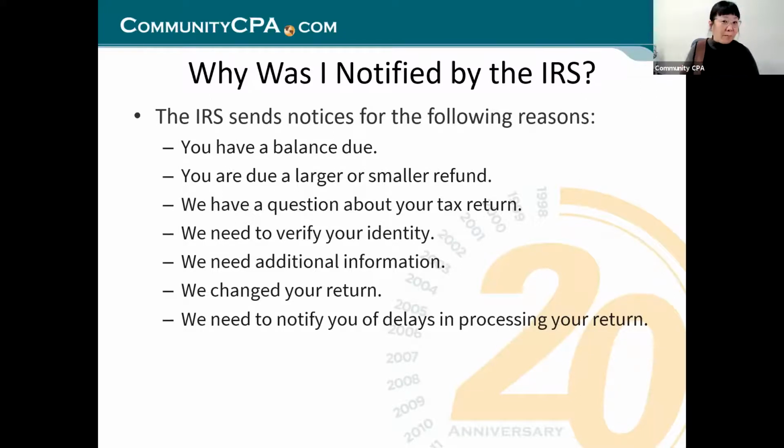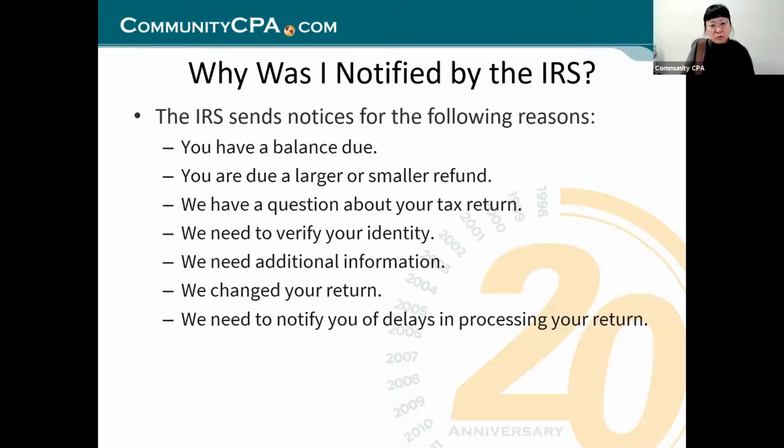So number one, you have a balance due, you didn't pay, so they send a notice. You are due a larger or smaller refund, because they changed your numbers, so they tell you. Or they have questions on your tax return, like how did you come up with your travel expenses? That's what they would ask, right? And then we need to verify your identity. It looks like you're not you, give us whatever. So that would be a notice. Or they need additional information. This is just the beginning of auditing you, really.